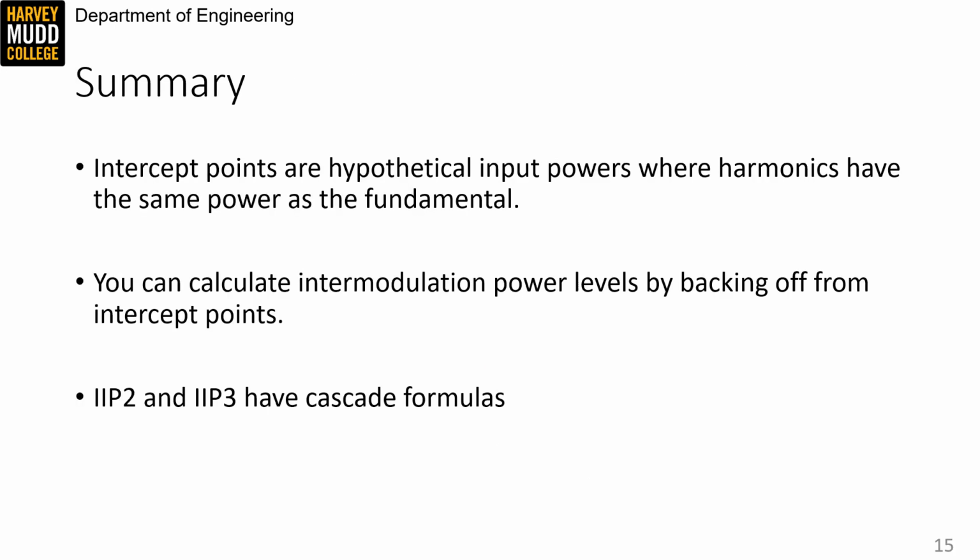So in summary, intercept points are hypothetical input powers where harmonics have the same power as the fundamental. You can calculate intermodulation power levels by backing off from intercept points, and IIP2 and IIP3 have cascade formulas.